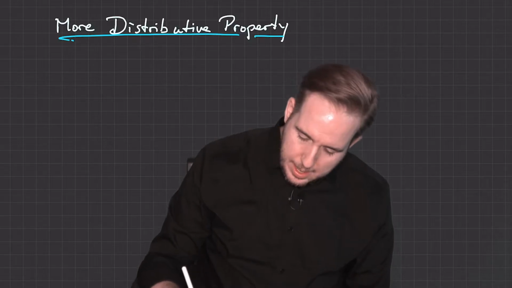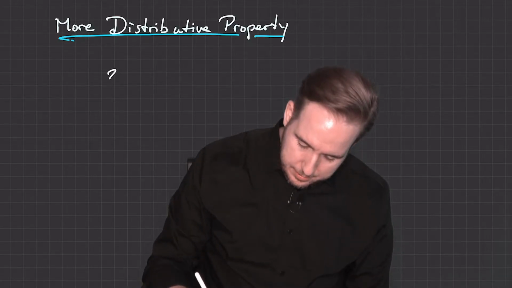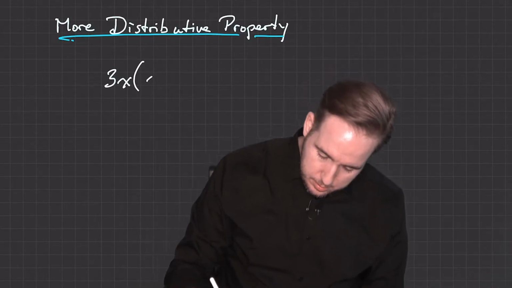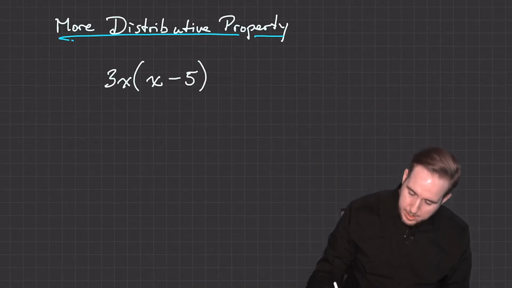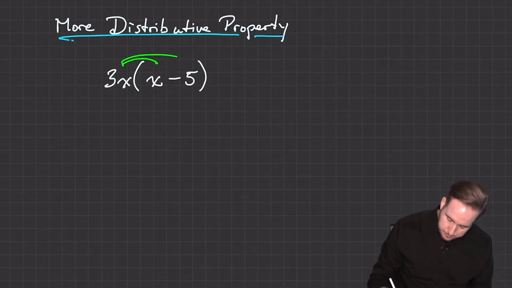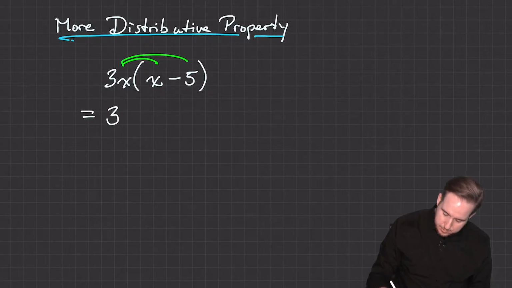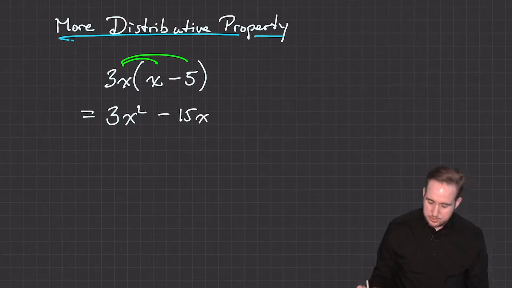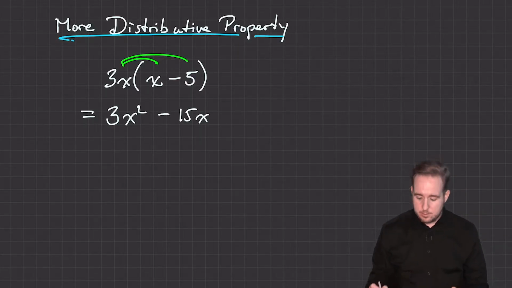So you know how to multiply something like that. You distribute it in, and you do each multiplication. So 3x times x is x squared, minus 3 times 5 is 15, and the x just sits there. So that part of it is fairly straightforward.